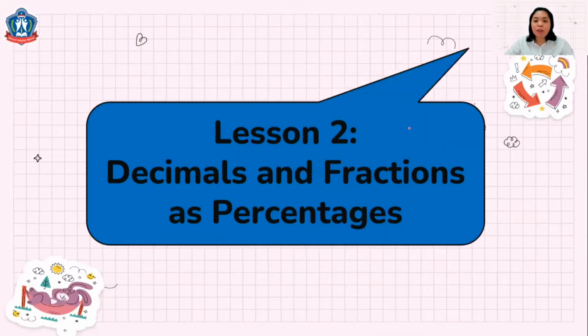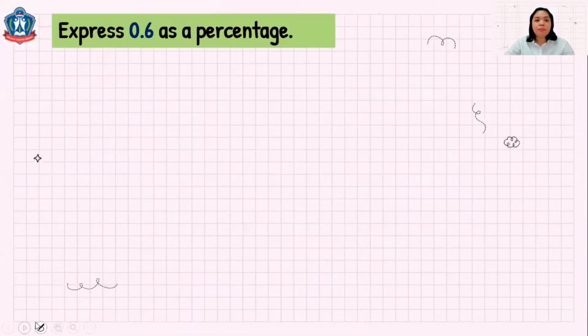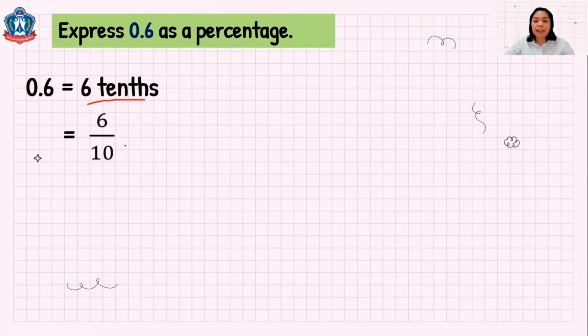Okay, let's go to lesson 2. It talks about decimals and fractions as percentages. Okay. We have here 0.6. We express or change it as a percentage, but how? 0.6 is 6/10. Do you remember? If we write this as a fraction, this is equal to 6/10.